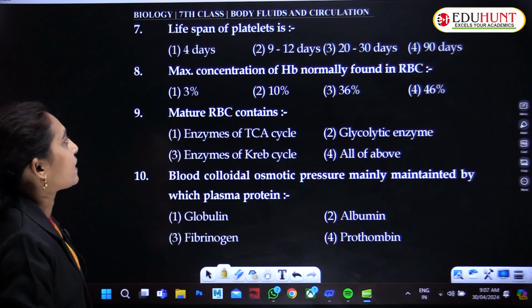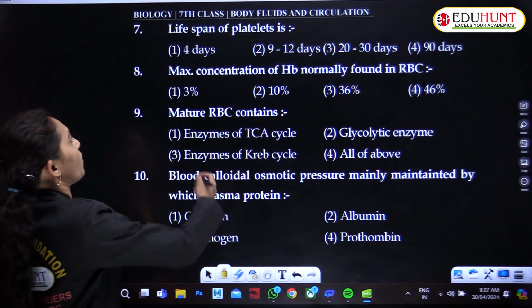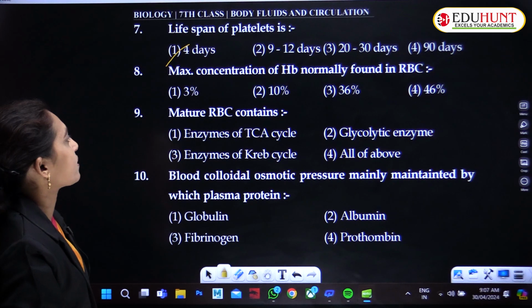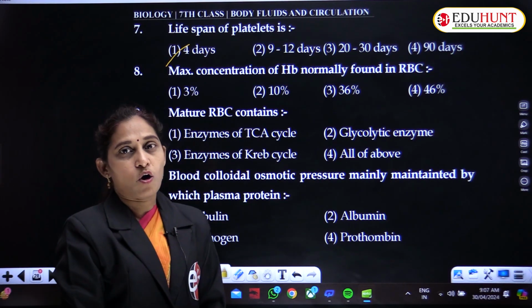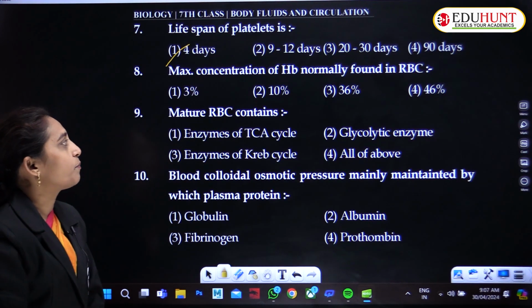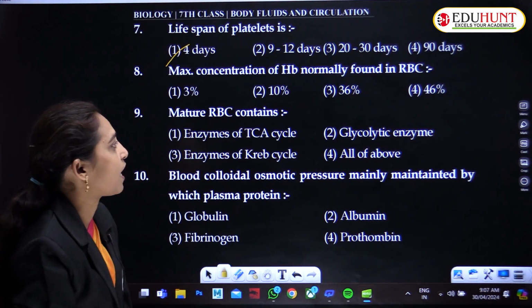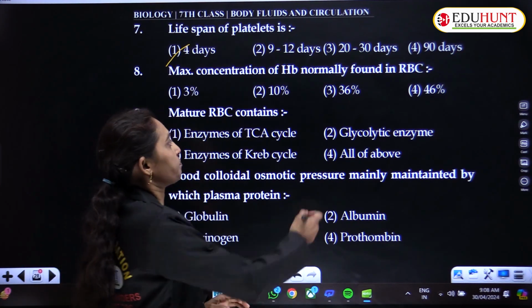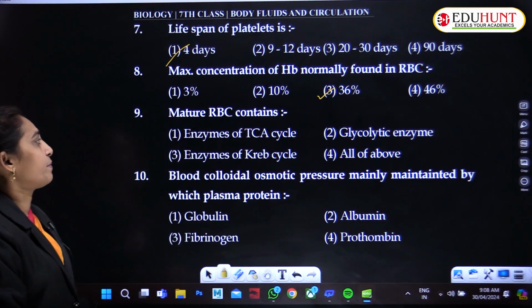Lifespan of platelet is approximately 4 days. Maximum concentration of hemoglobin normally found in RBC. What is the percentage of hemoglobin in RBC? It is about 36%.